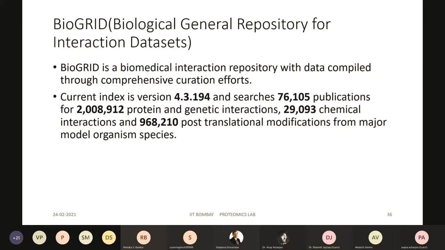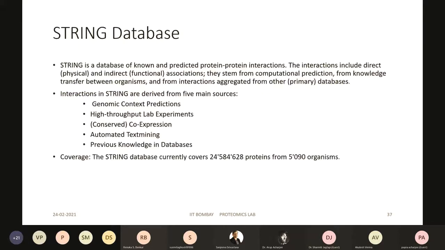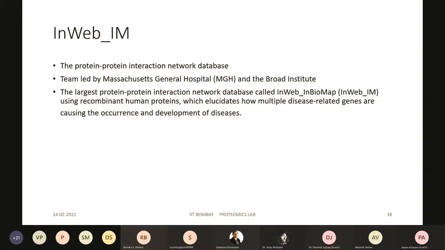And what Metascape does is it runs your information through BioGRID, that is the Biological General Repository for Interaction Datasets. Then it also does analysis on the STRING database. It also runs the same analysis on a protein-protein interaction network, InWeb_IM. And this is built by a team from Massachusetts General Hospital and the Broad Institute.